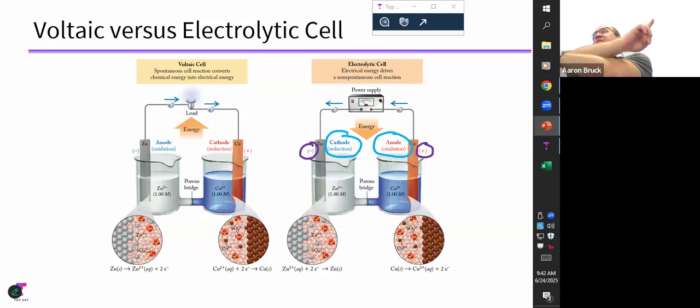So we talked about ANO and CPR in electrolytic cells. ANO, anode, negative pole, oxidation. CPR, cathode, positive pole, reduction. The only thing that changes is that the poles change. The anode now has the positive pole.